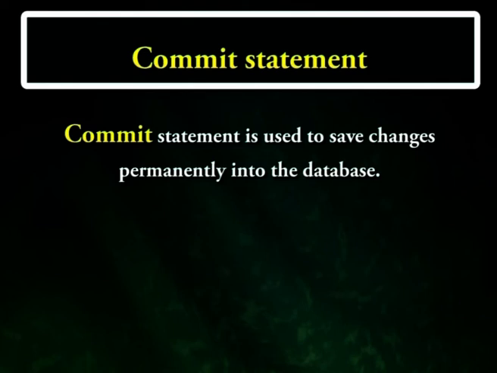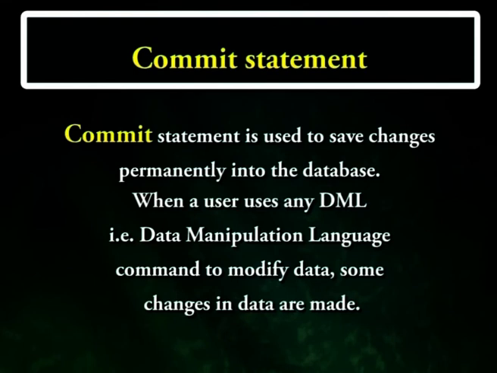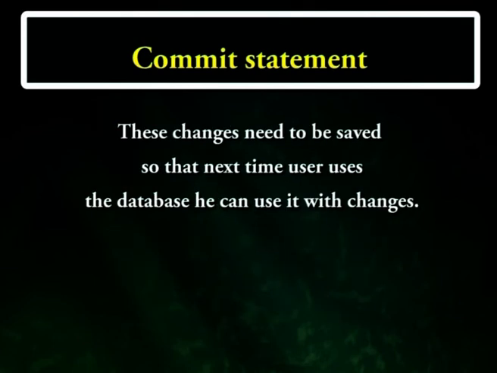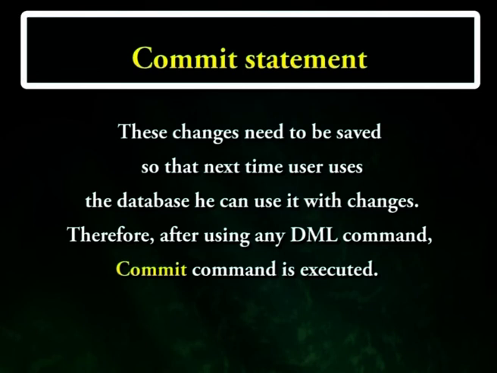Besides these two statements, we have a statement commit. The commit statement is used to save changes permanently into the database. When a user uses any DML command to modify the data, some changes in the data are made. These changes need to be saved so that next time the user uses the database, he can use it with changes. Therefore, after using any DML command, the commit command is executed.